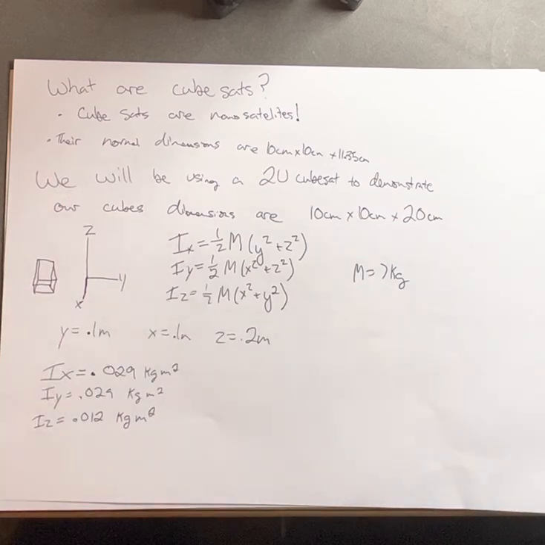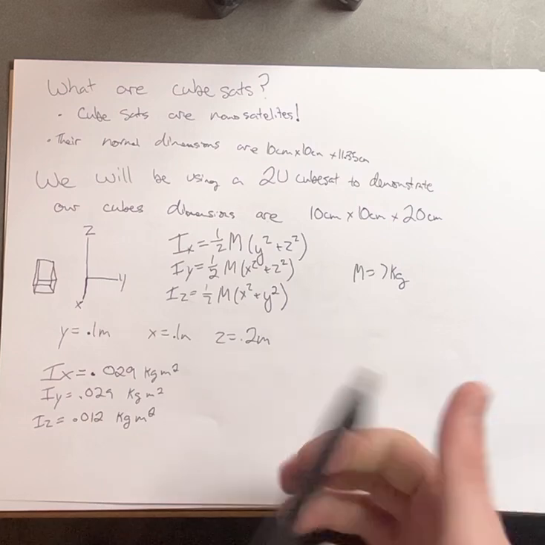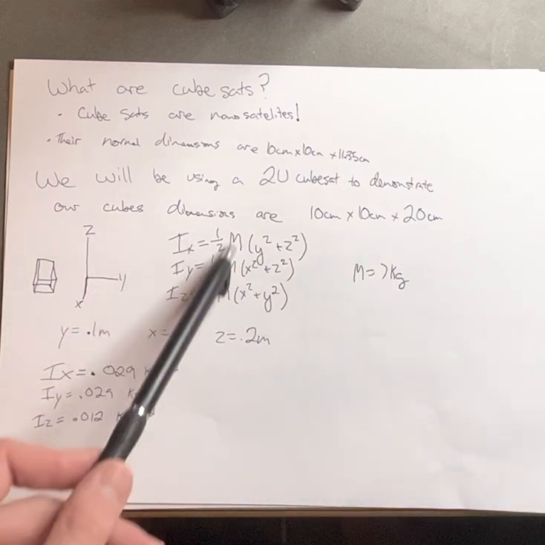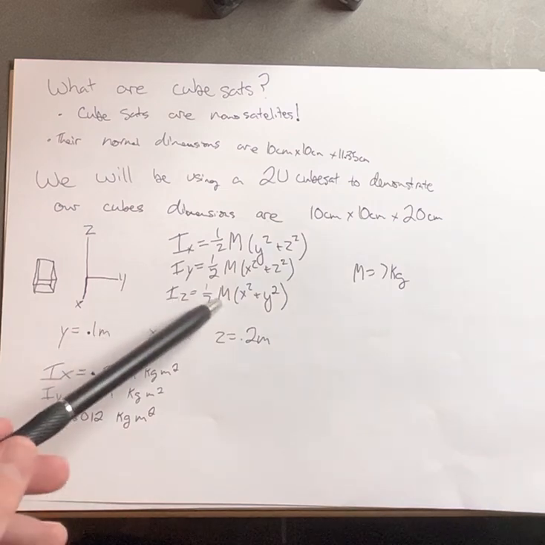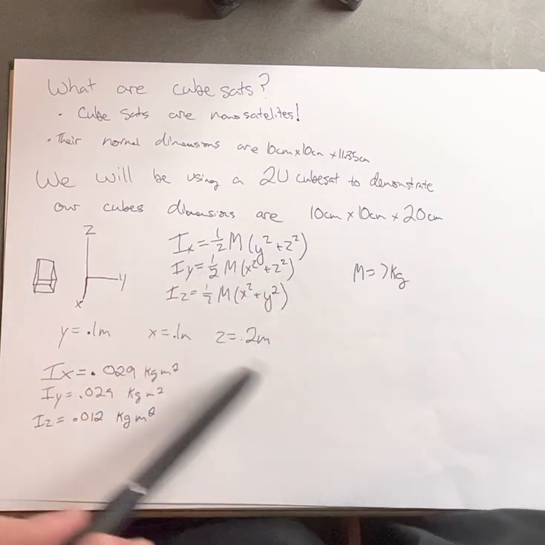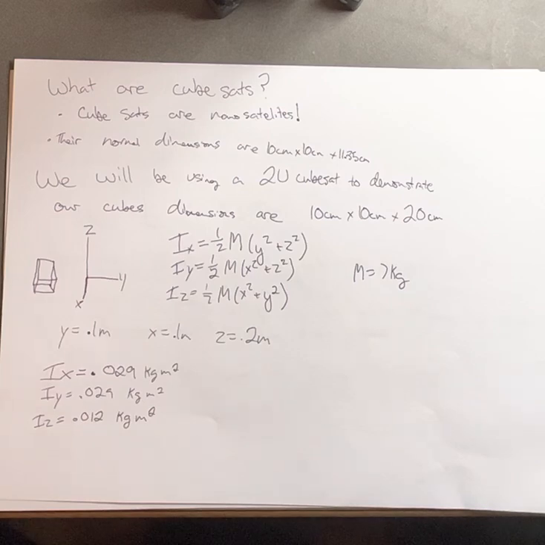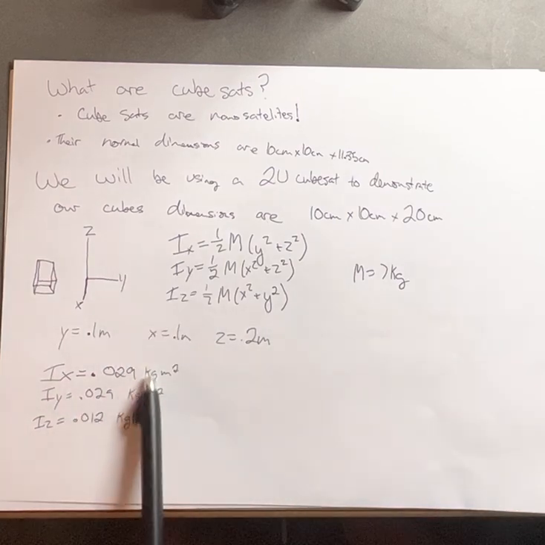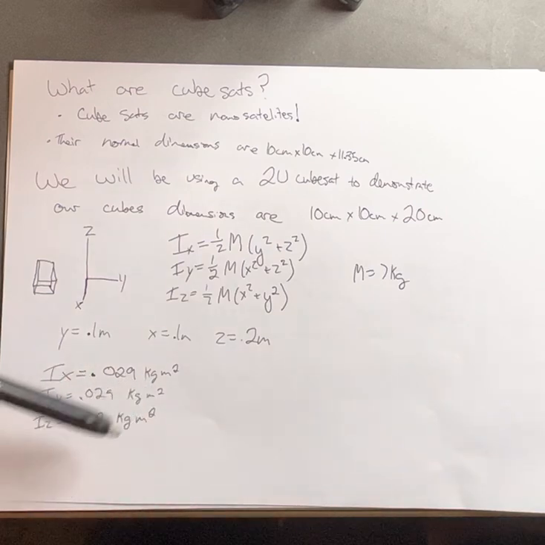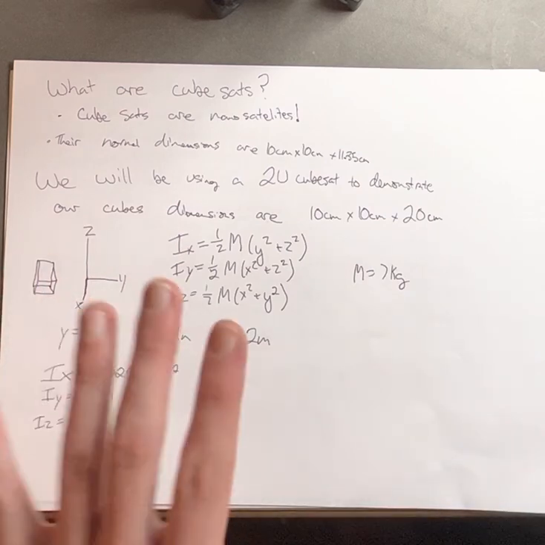So we're going to want to calculate the inertia of our CubeSat, our nanosatellite, around each plane. Ix will equal 1/2 m (y squared plus z squared). Iy will equal 1/2 m (x squared plus z squared). Iz will equal 1/2 m (x squared plus y squared). You do this by taking the integral, the inertia formula, and we calculate them out to be 0.029 kilogram meter squared, 0.29 kilogram meter squared, and 0.012 kilogram meter squared. The mass of our cube is 7 kilograms. We're just going to keep that very simple.